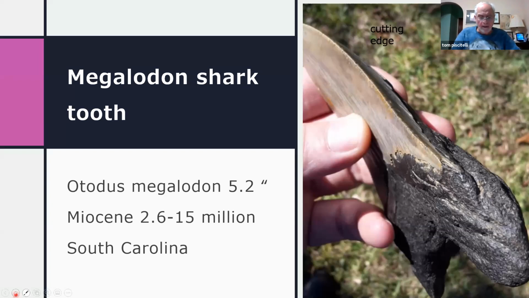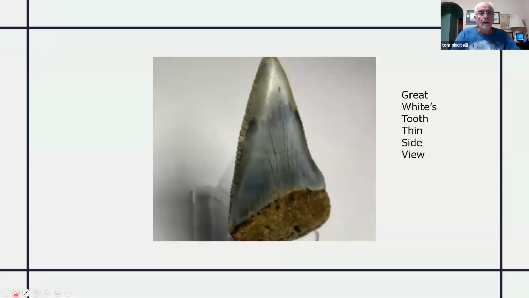A crown can be thick or thin. This side view of a megalodon's tooth shows its thickness and a cutting edge. Some large megalodon teeth can weigh over a pound. Next, please. This side view is of a great white shark's tooth. It is very thin in cross-section as compared to a megalodon's tooth.